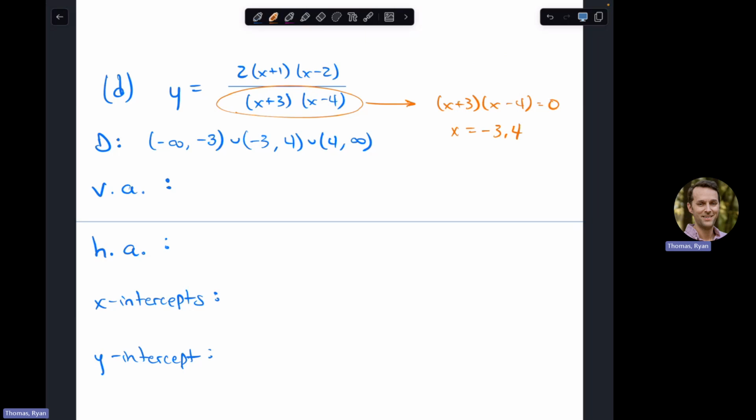Okay, and at either of those points, if I plug in -3, I get 2 times -2, 20 over 0, which means that there's a vertical asymptote at -3. A similar sort of thing happens at 4. 2 times 5 times 2 over 0, which means that there's also a vertical asymptote at x equals 4.